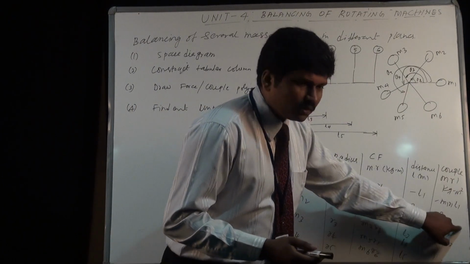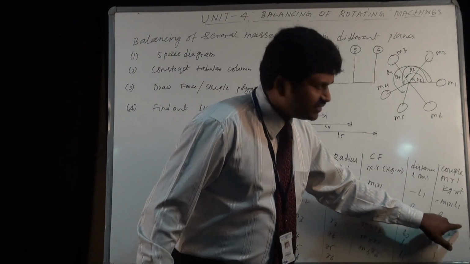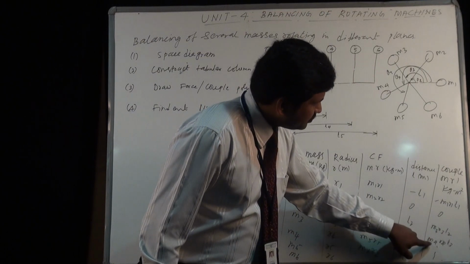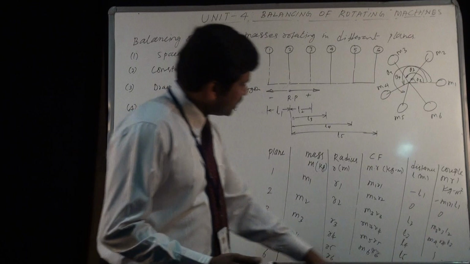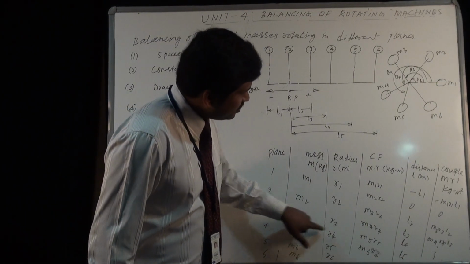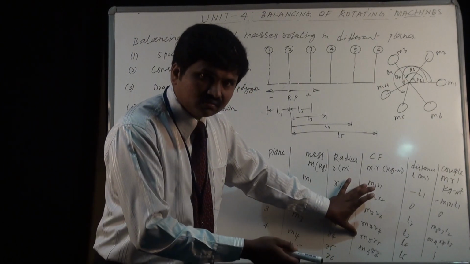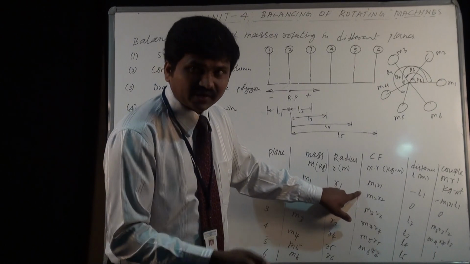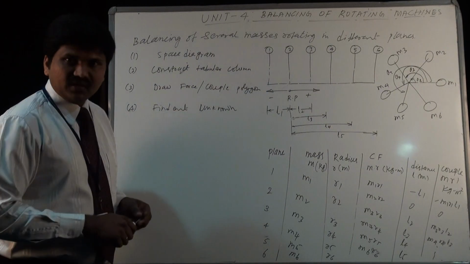After you draw the couple polygon, you can find out one of the unknown values. So substitute that unknown value. That means you may be finding out M4 or M5, which was unknown here also. Now substitute the value of M5 here. Earlier there were two unknowns here, now it becomes one unknown. Now with one unknown, you can draw the centrifugal force polygon. Now draw the force polygon. Again, you can find out one of the unknown values.